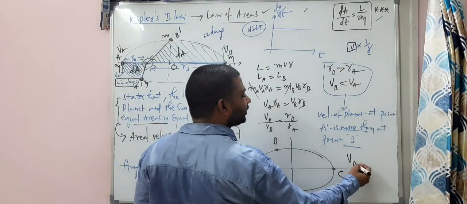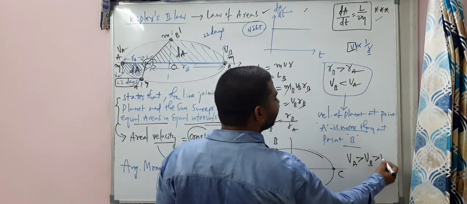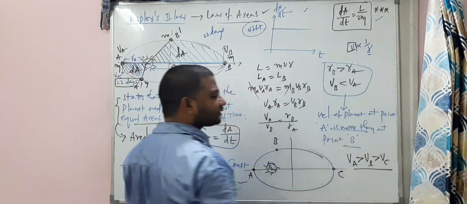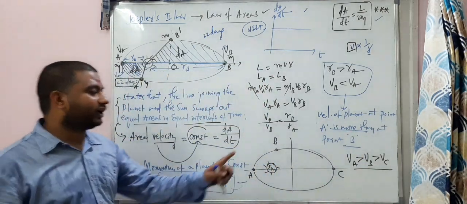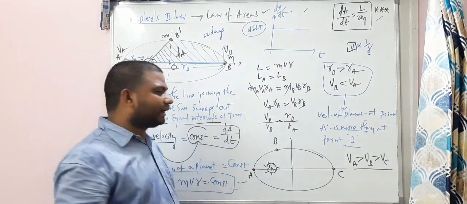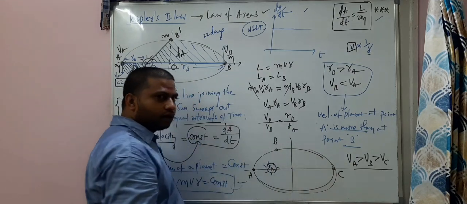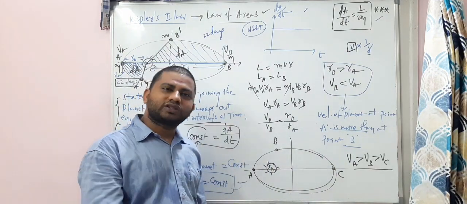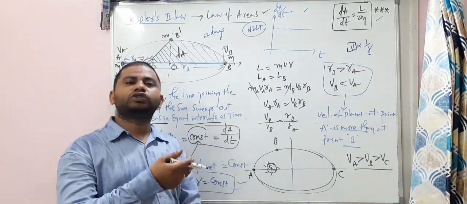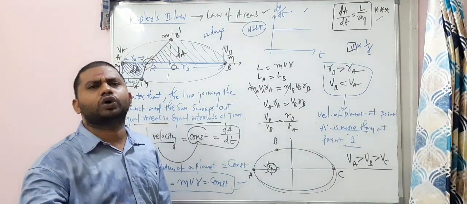Velocity at point A is greater than velocity at point B, which is greater than velocity of the planet when it comes to the point C. Same planet, not the 3 planets we have considered. Same planet is revolving from A to C, C to B. At the point which is closer to the sun, the planet moves faster; at the point which is far away from the sun, the planet moves slower.